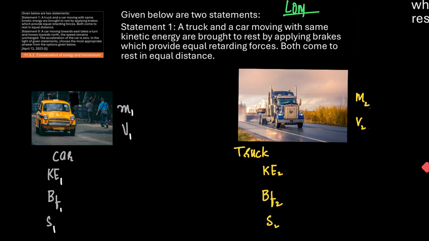Okay. So what is statement one? A truck and a car moving with same kinetic energy. So we have a truck and a car, same kinetic energy. So KE1 and KE2 are the two kinetic energies, and we can say that this is equal to KE1. Are brought to rest by applying brakes which provide equal retarding forces. So we have braking force 1 and braking force 2. Okay, both come to rest in equal distance is the claim. So we go for the hypothesis that S1 is equal to S2. All right, let's see how and let's see why.